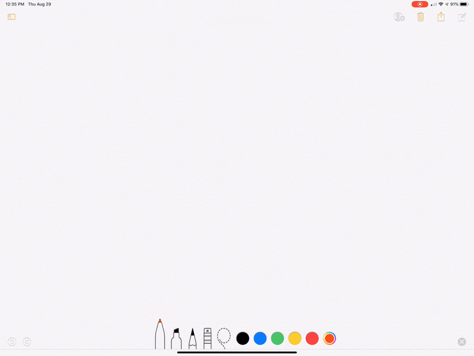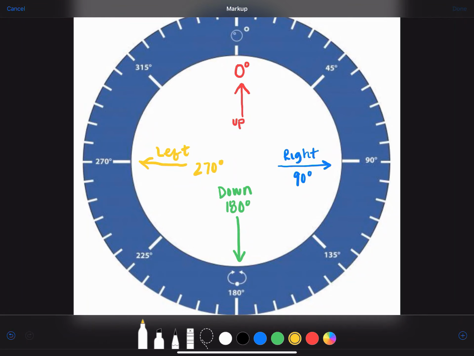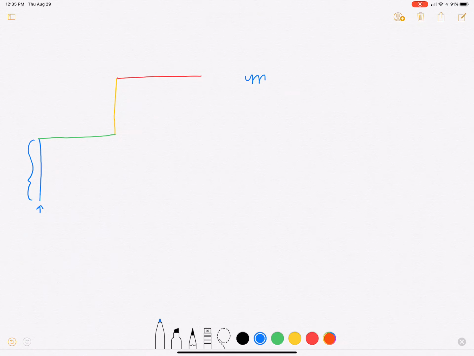Okay, so let's try a different shape now. One more like what you might see in today's lab. Okay, so starting with the blue function, we'll start from right here. We have to move up, right? So move up is 0 degrees, right?